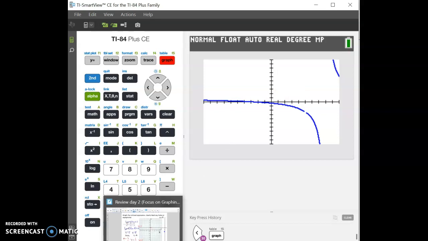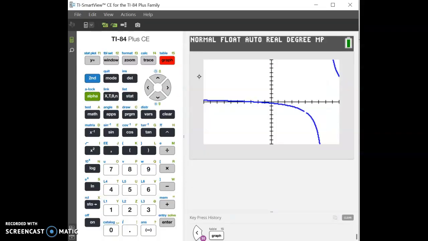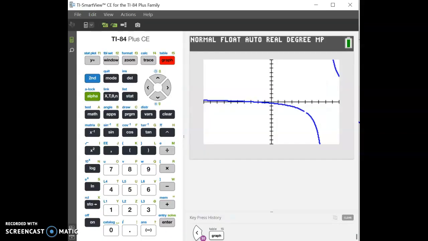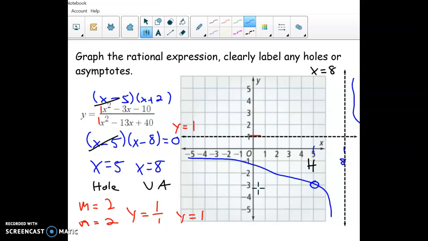So now I'm going to take that and sketch that in my picture. It's kind of interesting. That's the first time I've ever seen the hole really show up. So I'm just going to draw this best I can, right? And then I'm going to draw in my hole at 5. Right, so roughly that's what it looks like.